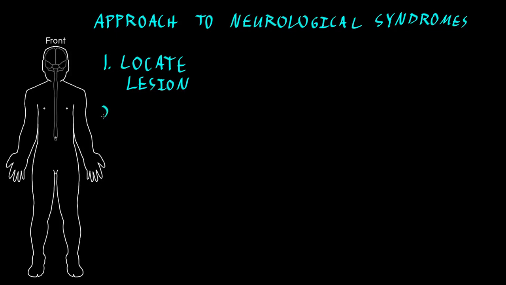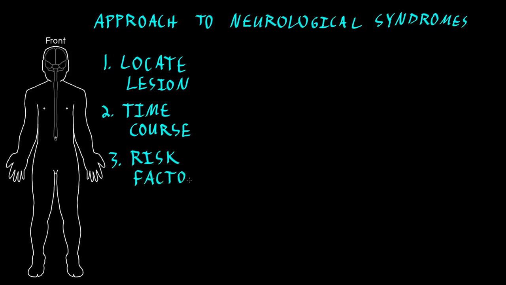The second step is to further shorten the likely list of types of pathology by factoring in the syndrome time course. In particular, the speed of onset or the speed of progression of the symptoms and signs that are making up the syndrome, because different pathologies tend to cause syndromes that occur at different time courses. The third step is to then factor in any particular risk factors that a patient may have that might point to a specific disorder that's causing their syndrome.